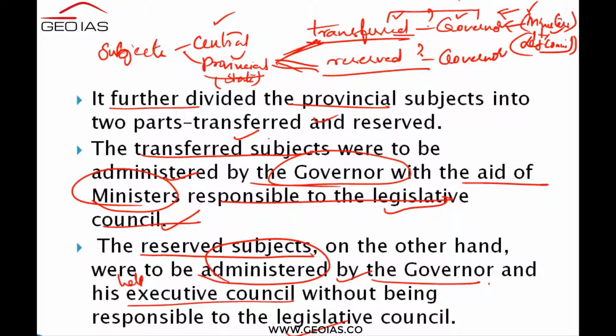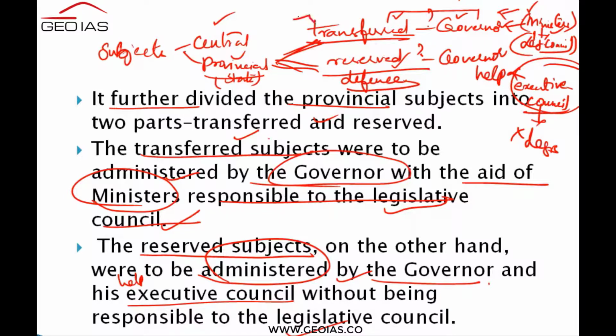But in reserved subjects, the governor administers things, but he takes help from his executive council, like the Viceroy's executive council. This executive council is not responsible to the legislature. So reserved subjects are like defense and all that stuff, and the transferred subjects are smaller ones like agriculture, and all these subjects were kept under transferred subjects.